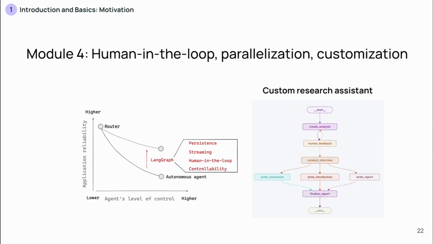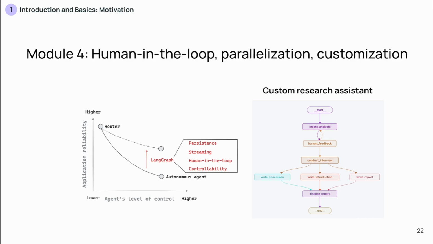And finally, module 4 is going to bring all these things together in an interesting and fairly complex research assistant that can be customized to your liking. It'll use human in the loop. It'll use parallelization features like MapReduce. It'll use streaming. And it'll also use memory and persistence. So it'll bring together all these different threads, and it'll be a fun, interesting, complex agent that you could easily customize for your own uses.